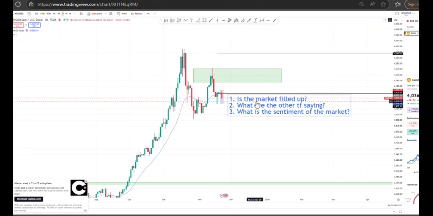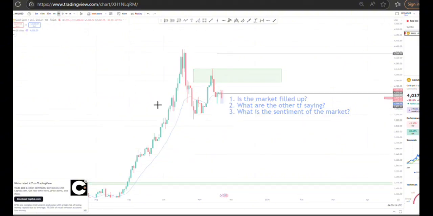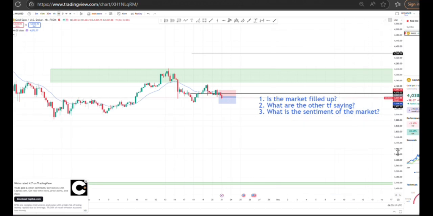once you can understand these three things in the market, it will validate your entry and will make you more certain before you enter a trade.